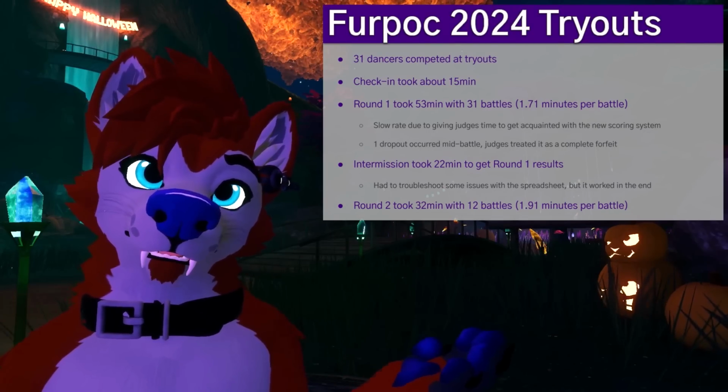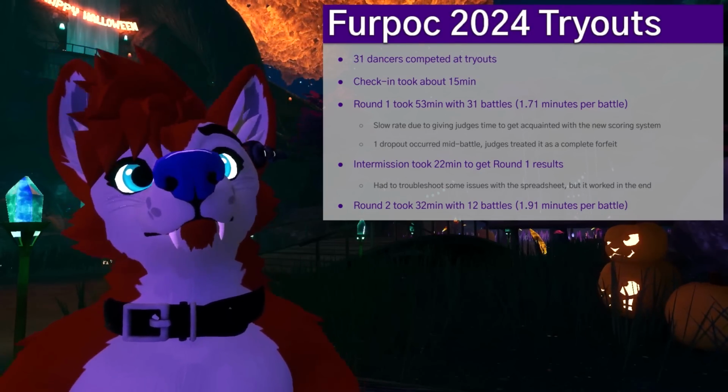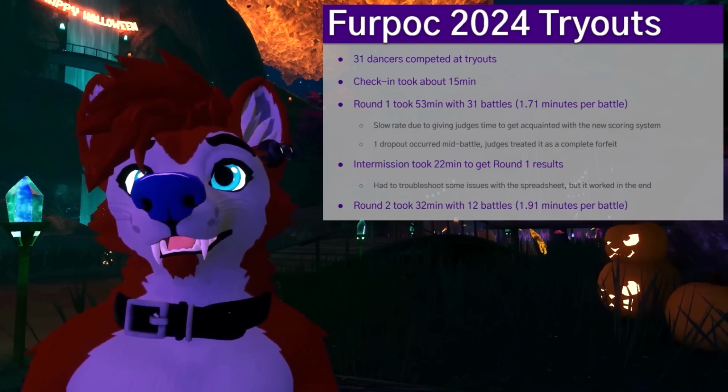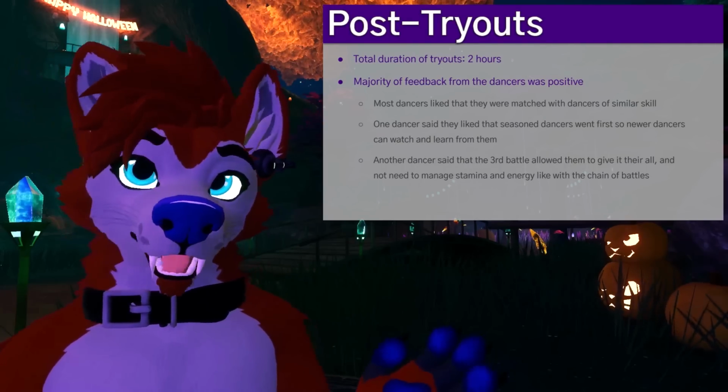Round 2 took 23 minutes over the course of 12 battles, which means it took 1.92 minutes per battle. Again, this is mostly giving judges time to think about their votes with the threefold system. Overall, the event ended on time without any issue.